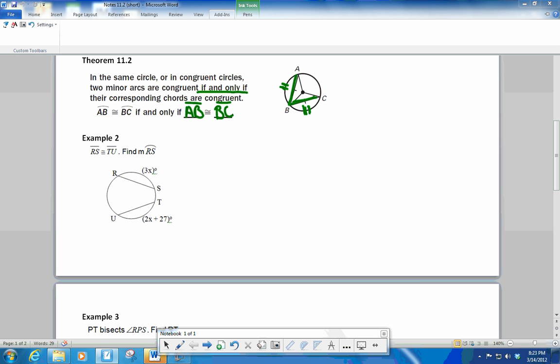So let's look at example 2. It says segment RS is congruent to segment TU. If those two chords are congruent, then their corresponding arcs are also congruent. So arc RS is congruent to arc TU, and therefore their measures are equal. So we have 3x equals 2x plus 27. And if I subtract 2x from both sides, then x equals 27.